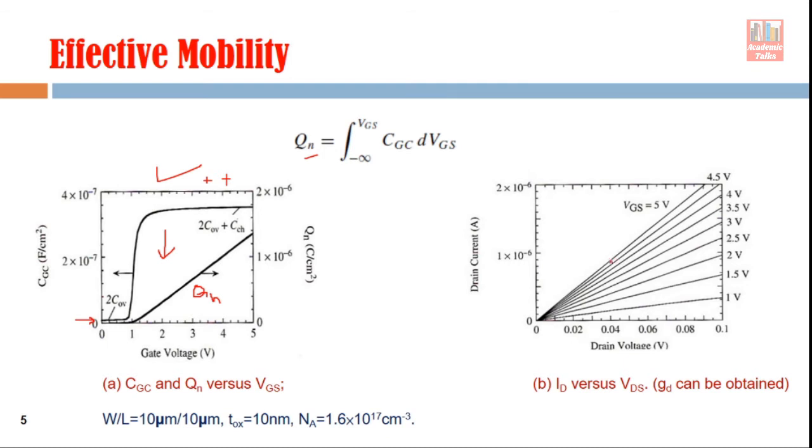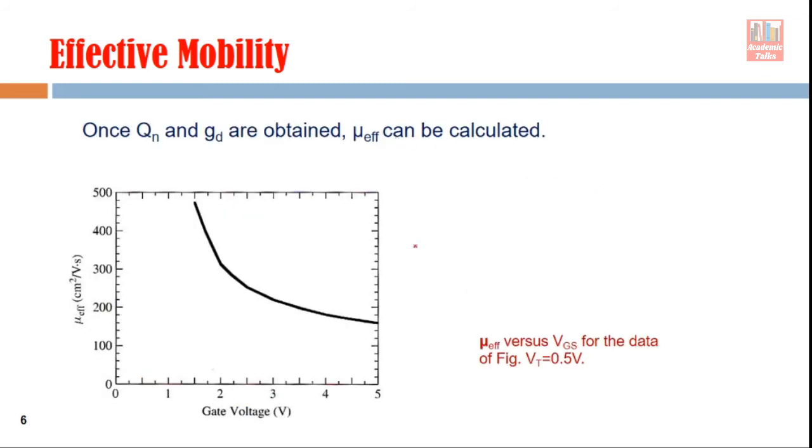So from the slope of this graph we can find out GD, because GD, as you have seen in the first slide, is the differentiation of ID with respect to VD, right? The x-axis here is VDS and the y-axis is ID. It means the slope of this graph can give you the value of GD. So GD you can find out from this graph, Qn you can find out from this graph. Once you know Qn and GD, it is possible to find out mobility, right?